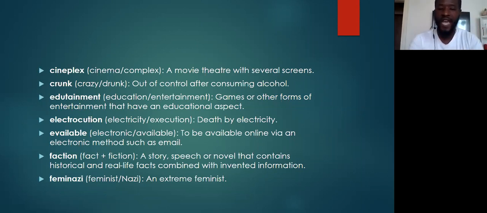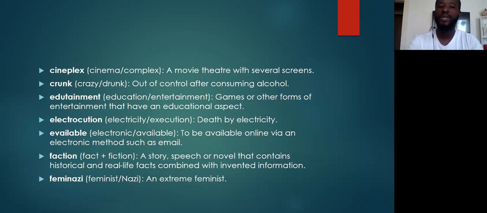And we have feminazi. What does it mean, feminazi? It means feminist and Nazi at the same time, which means an extreme feminist, okay? Somebody who doesn't believe in the high quality or the extreme goodness or beautifulness of the man, and he's just going to say, I am a feminist, but an extreme feminist. We can say he or she is a feminazi, okay?